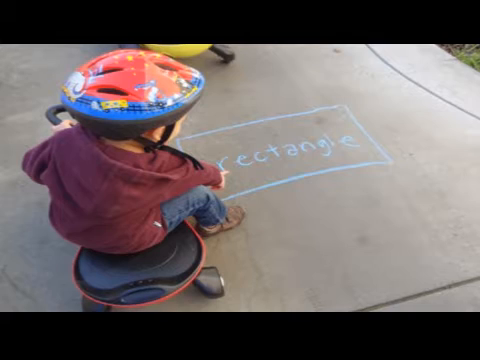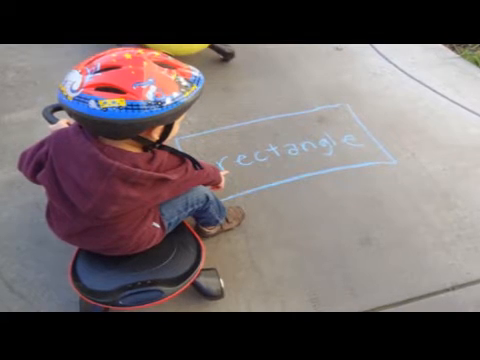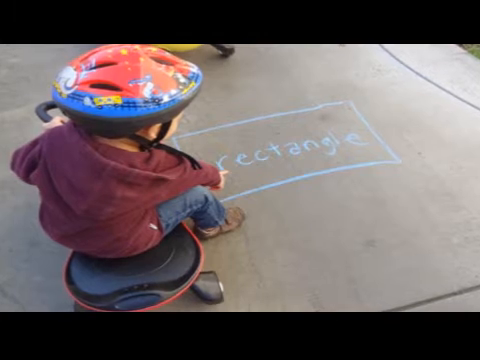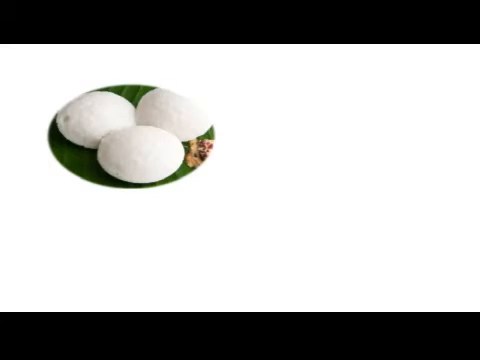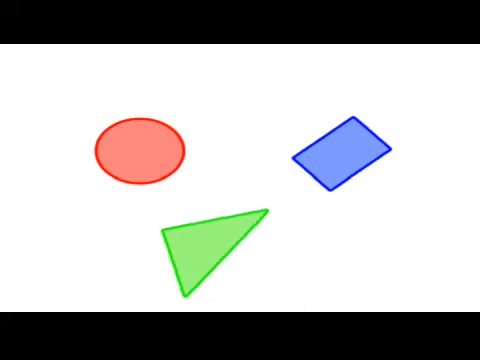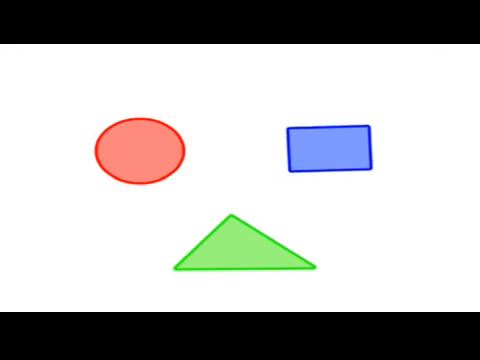The child also needs to see the application of these concepts from day-to-day life. For example, the dosa, idli and the plate, etc. are circles, the bread and the biscuit are rectangles, the sandwich is a triangle, and thereby we are allowing the cognitive process, the reasoning and application skills to improve.